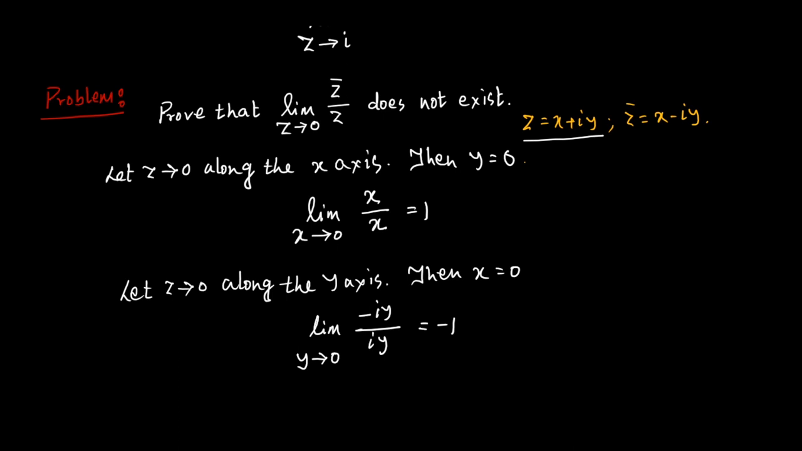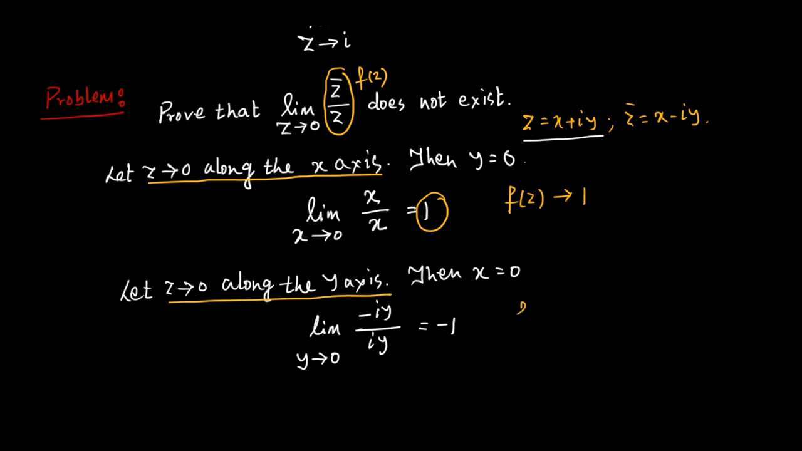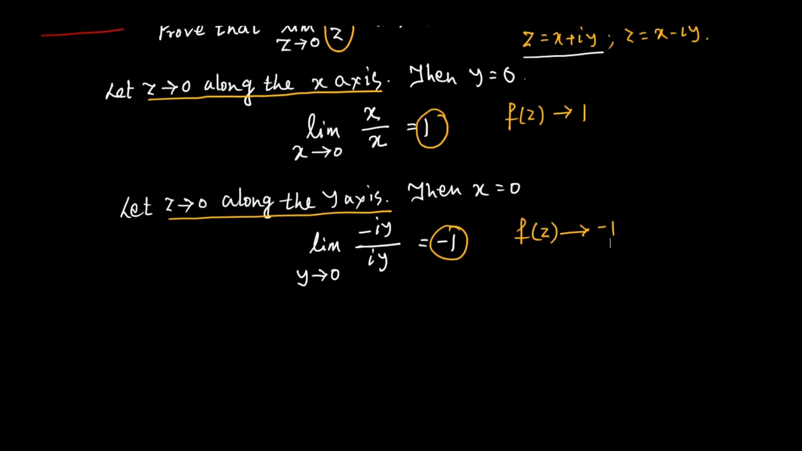So you can see that when z tends to 0 along the x-axis, your function, if this is my function f(z), approaches 1, and when z tends to 0 along the y-axis, f(z) approaches minus 1. So I got two approach paths for which the functional value approaches two different values. Since the two approaches do not give the same answer, we can say that the limit does not exist. So I will simply write, therefore, the limit as z tends to 0 of z bar by z does not exist.